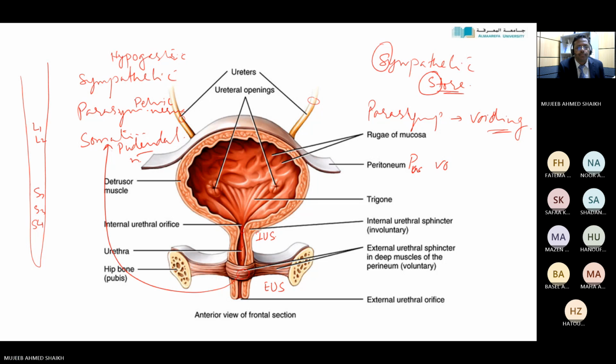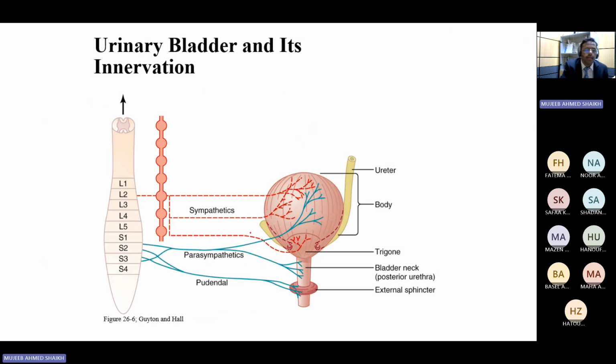Pudendal nerve is voluntary control of the urine. It is holding or controlling the external urethral sphincter. Okay, this is again the same diagram showing you that sympathetic is coming mainly from the L2 segment through the hypogastric nerve, and it is supplying the bladder wall as well as the neck region, or you can say the internal urethral sphincter. Parasympathetic nerve again supplies the smooth muscle wall of the bladder as well as the urethra.